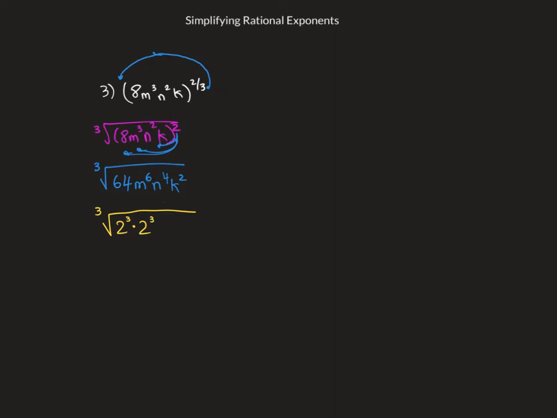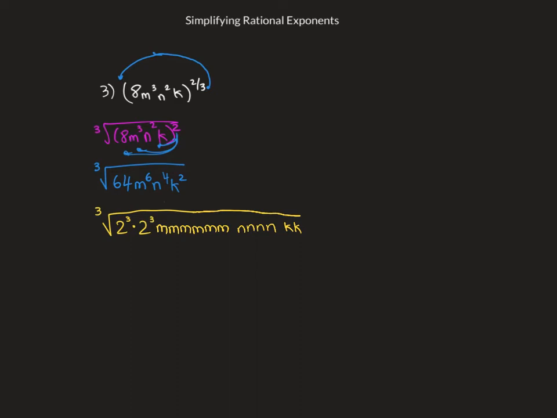Now 2 to the power of 3 times 2 to the power of 3 times m, m, m, and that would be 6 times. And then n, 1, 2, 3, 4, and then k and k. Remember, this is just the expanded version, so nothing about our expression has changed so far.